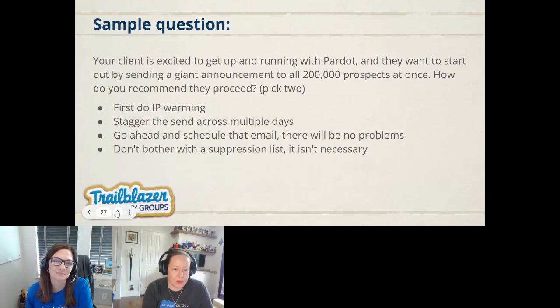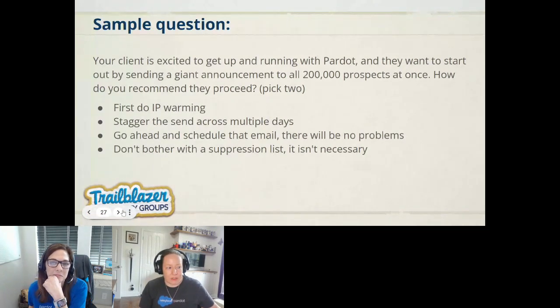So this gets to our previous question about wanting to drop 200,000 emails. Your client's excited to get up and running with Pardot. They want to start out by sending a giant announcement to all 200,000 prospects at once. How do you recommend they proceed? Pick two.